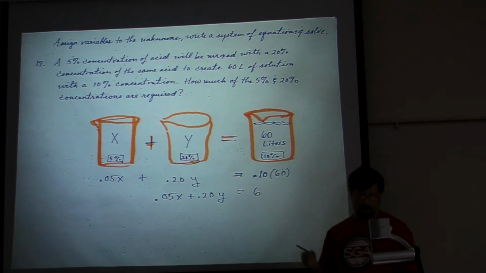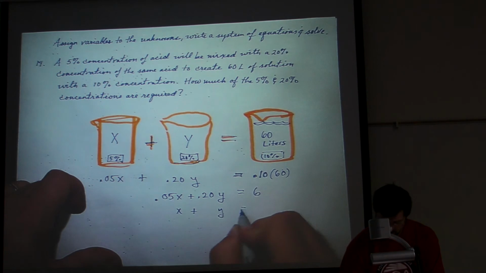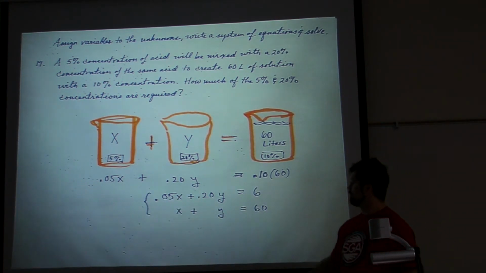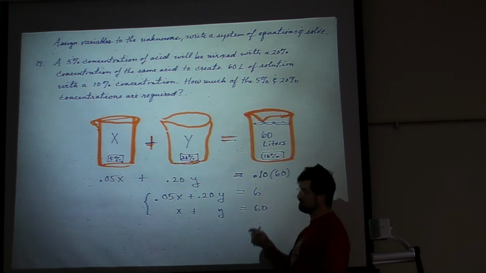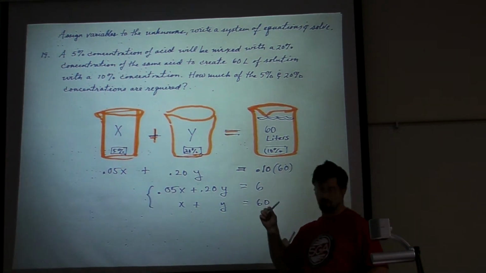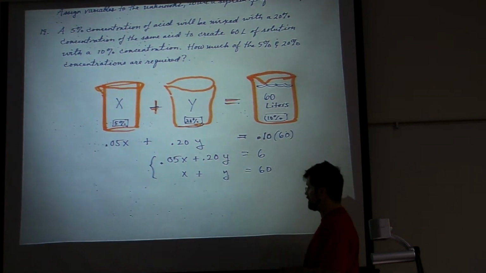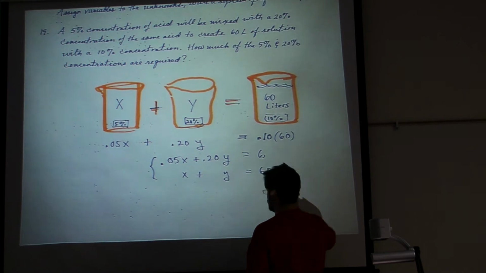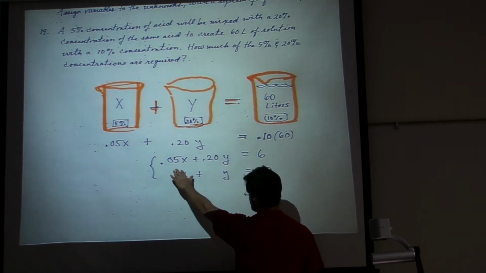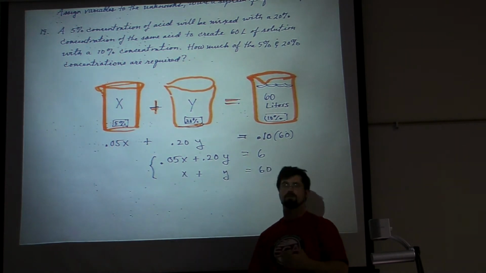First one is x plus y equals 60. Second one is 0.05x plus 0.20y equals 6. That's the acid equation. This is the volume equation. I'm going to use elimination. You can use substitution. You can take the x, move it to the other side, and substitute for y. Some students like to multiply everything in here by 100 to get rid of the decimals. You don't really have to do any of that.